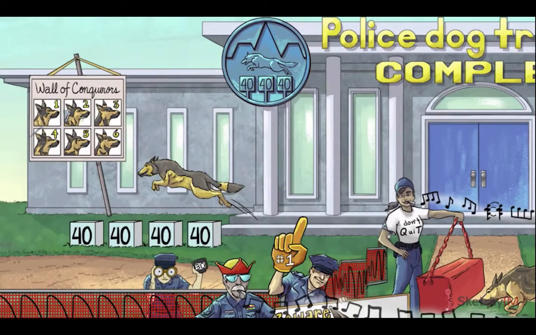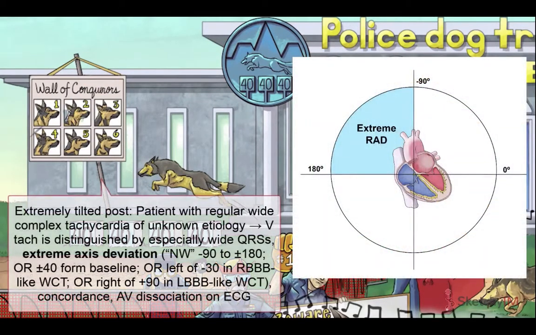Next, take a look at the axis. Extreme axis deviation is indicative of VTAC. We're talking in the minus 90 to plus or minus 180 degrees range. That's way over in the northwest direction. Just look at the direction of this signpost. There are a few other clues to look for as well, such as any large axis shift over 40 degrees from their baseline ECG. We've listed them in the video text.